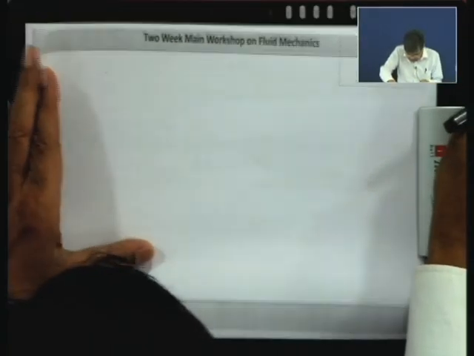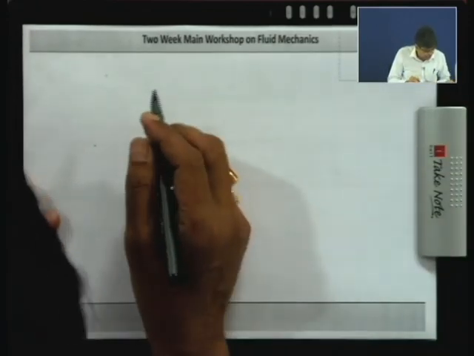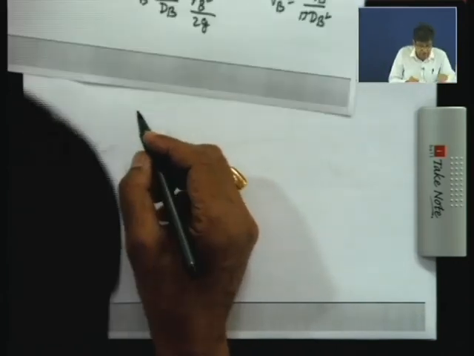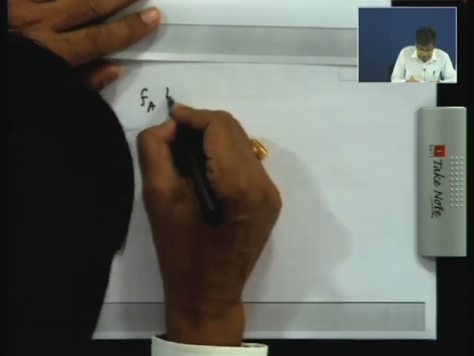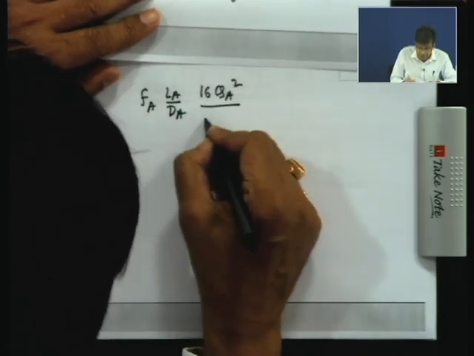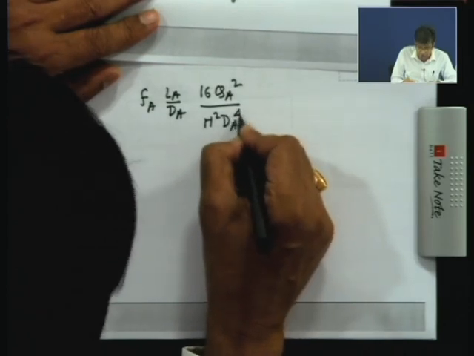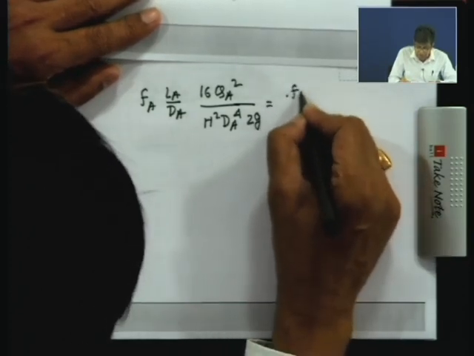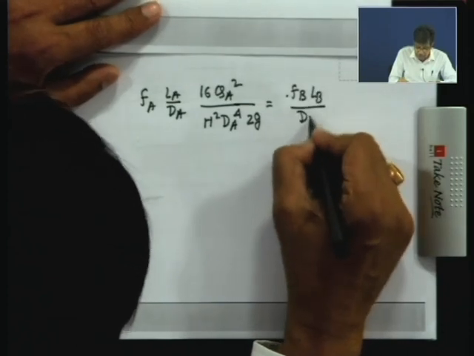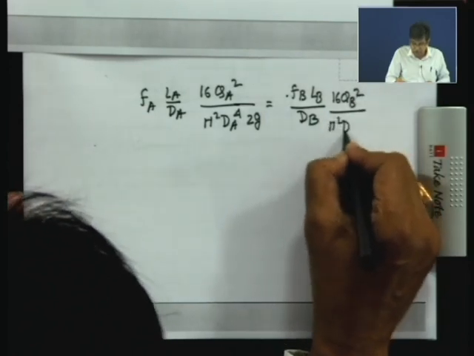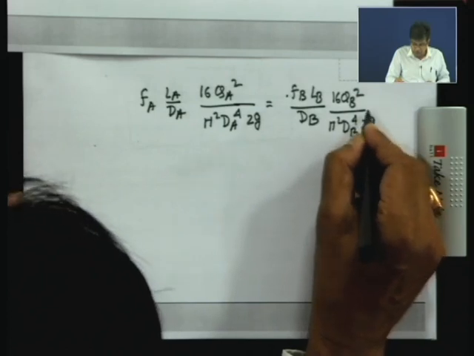You get an equation: FA LA by dA, now VA square is 16 QA square by pi square dA to the power 4, by 2G, must be equal to FB LB by DB, again with 16 QB square by pi square dB to the power 4 into 2G.